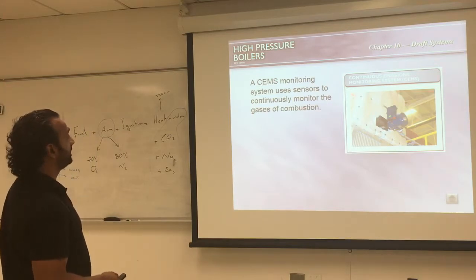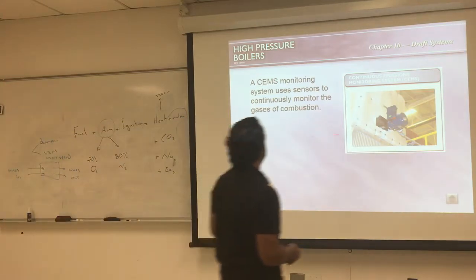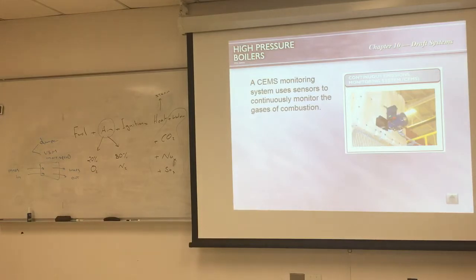Continuous monitoring. This is how we monitor the system with sensors. Remember what we said, we need a lot of sensors to know how much air is coming in and how much air is going out. There are sensors that control the motor, so it runs automatically depending on how much CO2 we are producing and how much air is coming in. They have sensors to control the flow. They're called continuous emission monitoring systems.